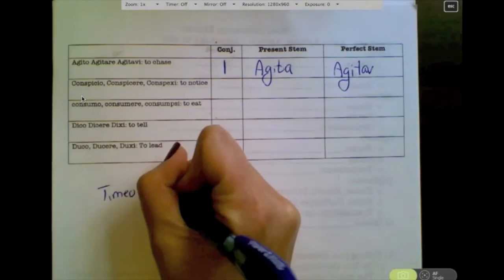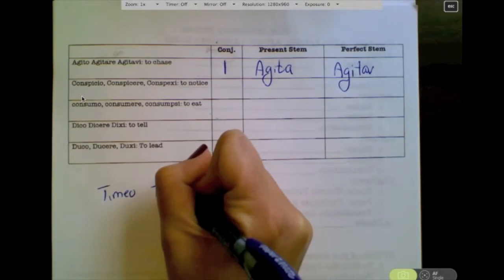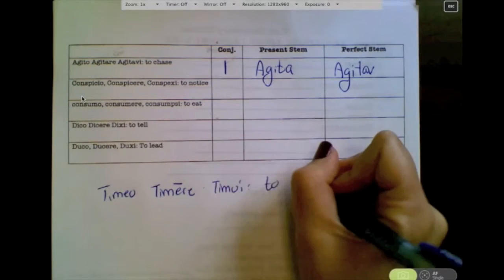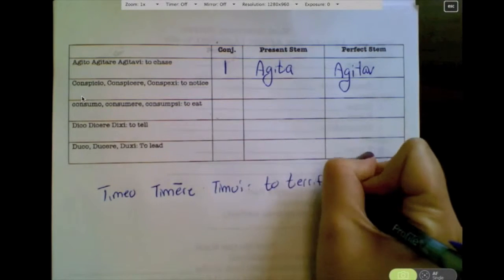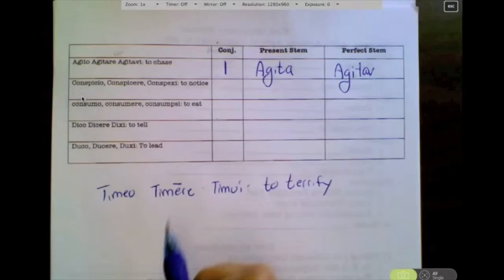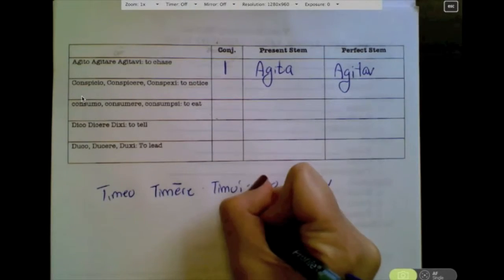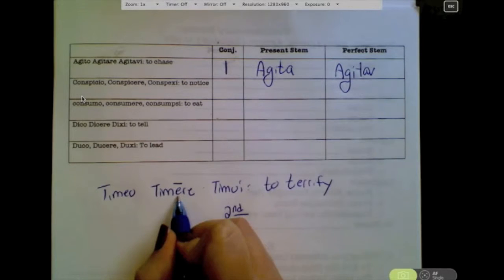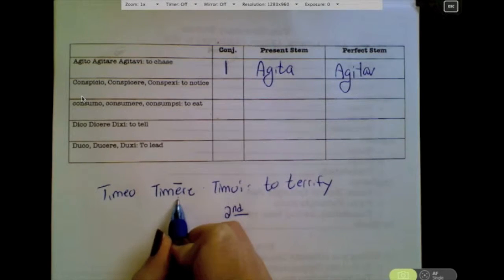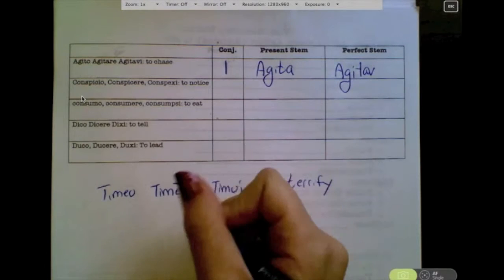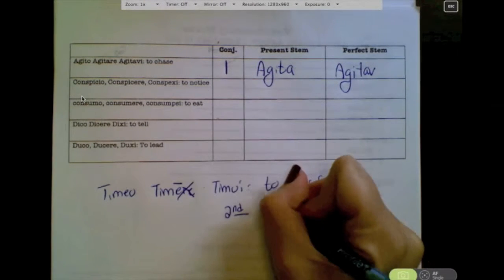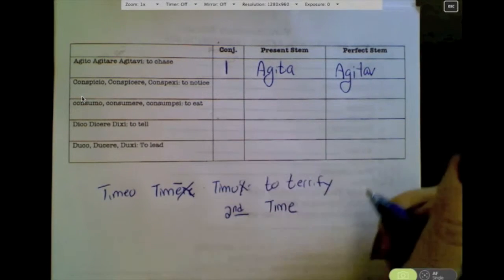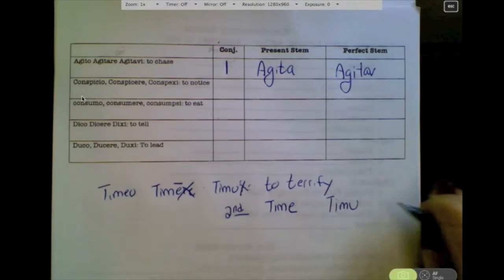Okay, actually now I want you to write one of these in. Go ahead and do this with me. It's timeo, timere, and again, that E doesn't really sound like that, timui, and it means to terrify or frighten. Okay, I want you to tell me the conjugation. I can tell it's second conjugation because I have a long ERE, with the long mark over it. So I'm going to drop the RE off the infinitive, and the stem is then time. And then for the perfect stem, you just drop the I, and you get timu.